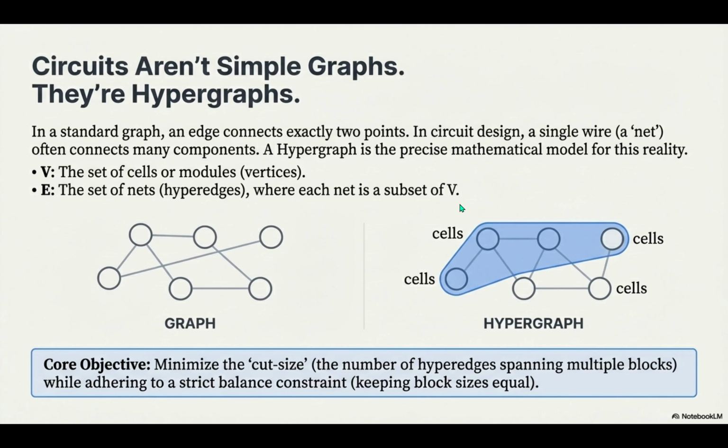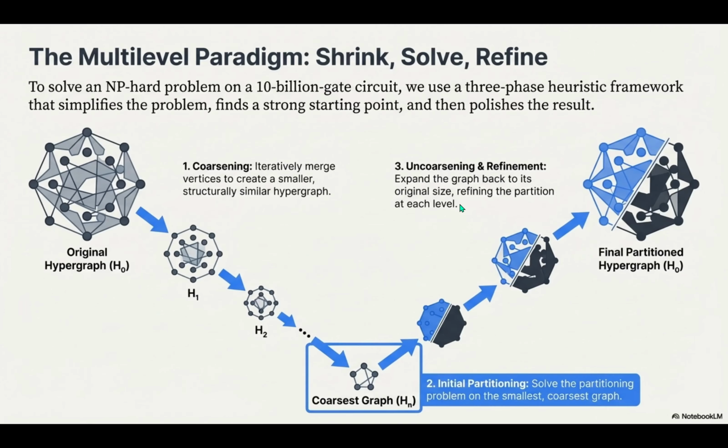Got it. Okay, so we've got a 30 billion component city modeled as a hypergraph. We know we can't find the perfect solution directly because it's NP hard. So let's unpack this 3-phase strategy they use to even begin to tackle it. Since you can't solve it directly, you have to use clever shortcuts, heuristics, and the go-to architecture for this in the industry is the multi-level framework. Yeah, it's really a 3-step process. People call it shrink, solve, and refine.